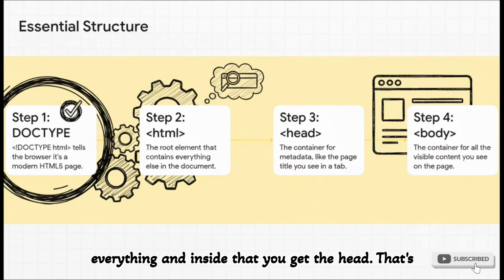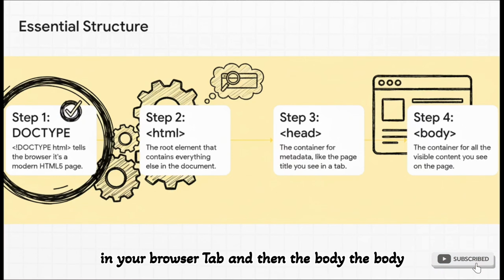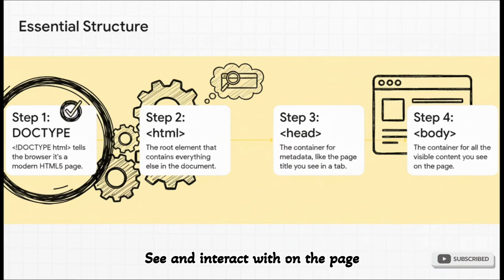Then you have the HTML tag, which is like the main container for everything. And inside that, you get the head. That's for all the behind-the-scenes stuff, like the little title you see in your browser tab. And then the body. The body is the main event. It's where all the stuff you actually see and interact with on the page lives.